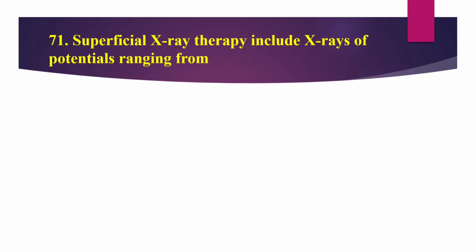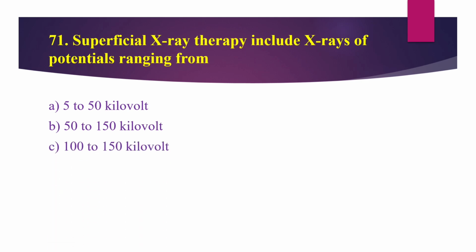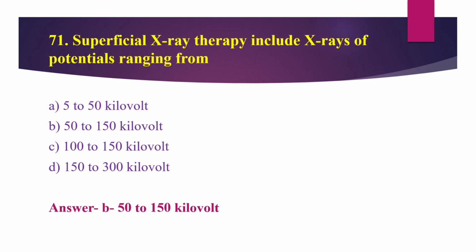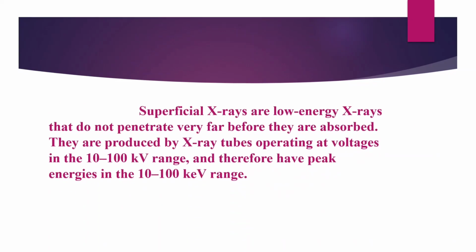Superficial X-ray therapy include X-ray of potentials ranging from option A 5 to 50 kilovolt, option B 50 to 150 kilovolt, option C 100 to 150 kilovolt, and option D 150 to 300 kilovolt. The answer is option B 50 to 150 kilovolt. Now let's see the explanation.